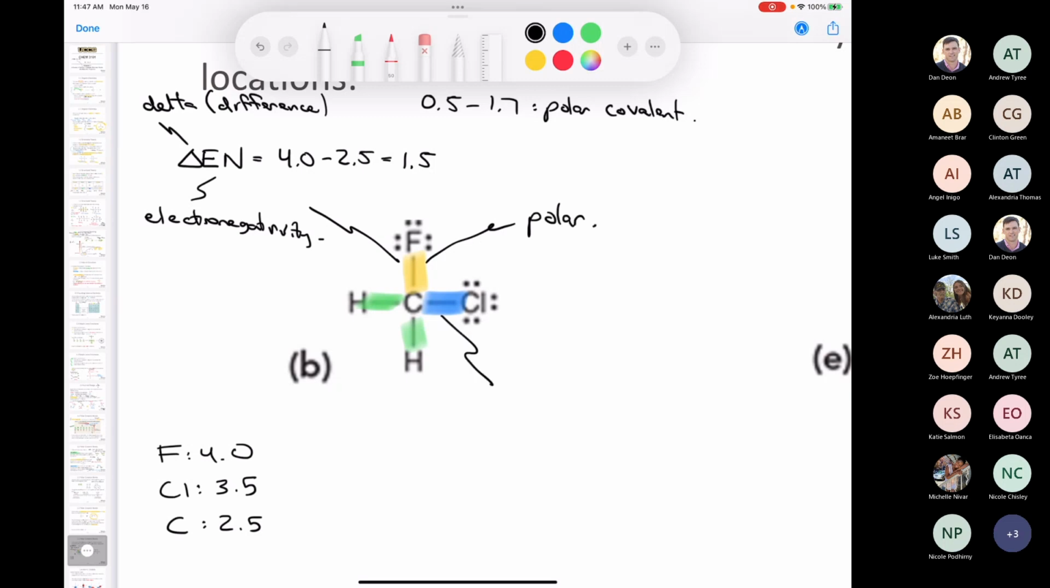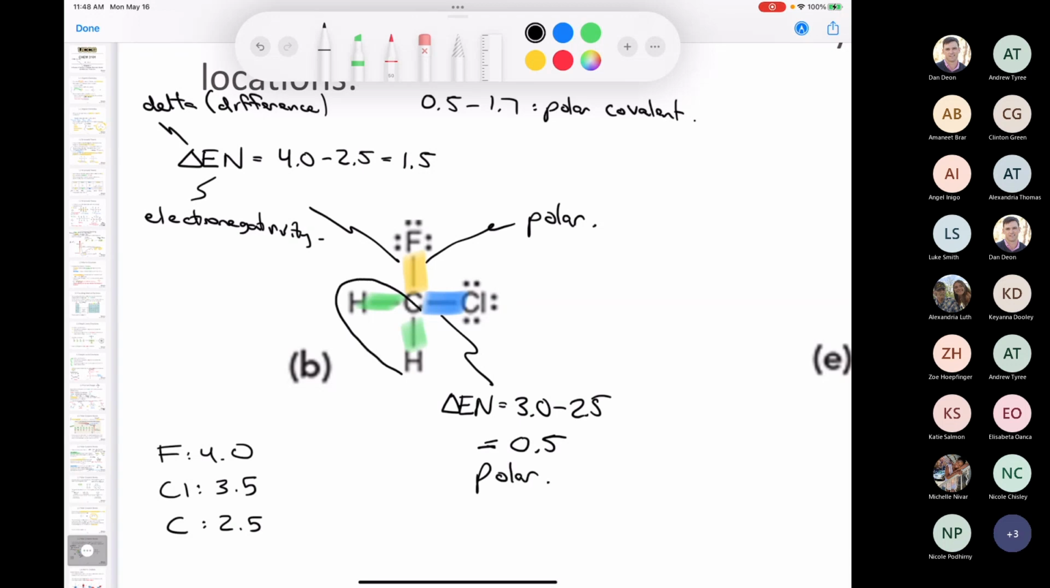All right. What about the bond between the carbon and the chlorine? There we go. Yeah, I see that somebody put that it's polar. So we have here the difference in electronegativity. Chlorine has an electronegativity of 3.0. Carbon is 2.5. And so we end up with 0.5, which falls in the range of 0.5 to 1.7. And therefore, it is a polar bond.